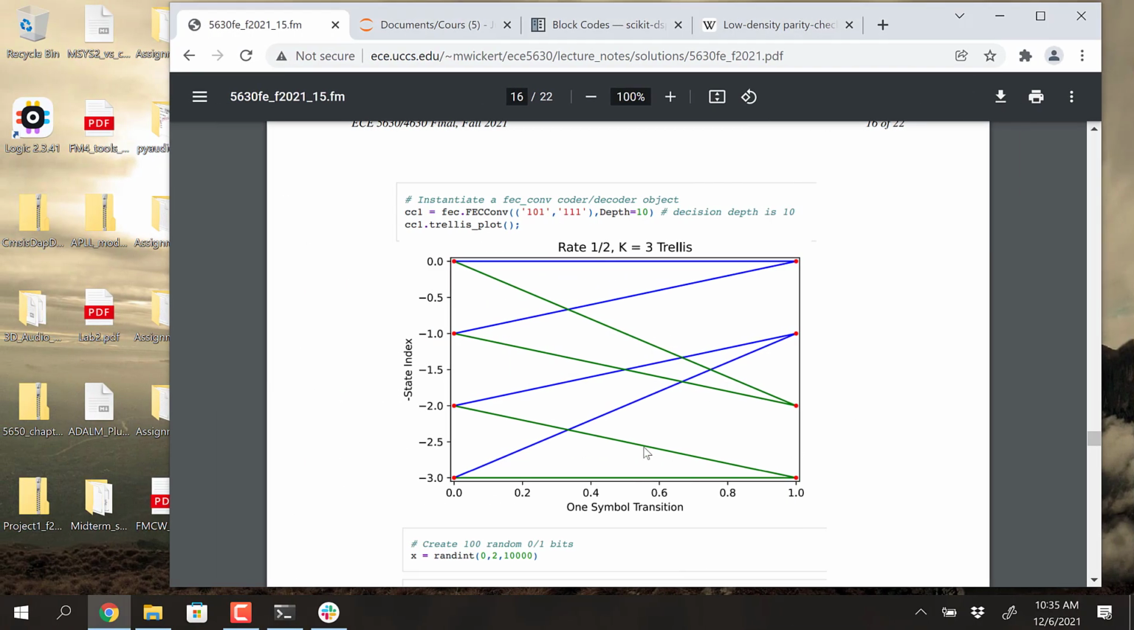And if you go over to here, this is just showing you what that steady state trellis does. We created an object, effect, convolve. We gave it these tap weights or these polynomials. We said we're going to make a decision at depth 10. So when we finally get 10 steps in, we're going to stop and analyze what happened 10 steps back. We're going to be able to determine what was the most likely bit that entered at that point.